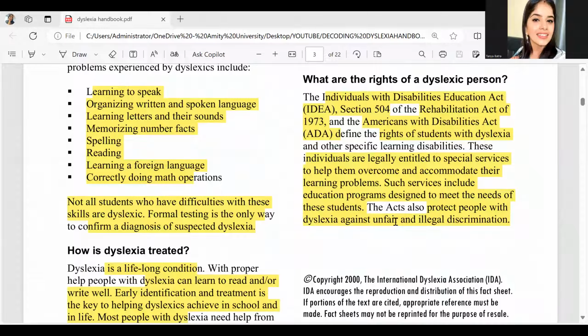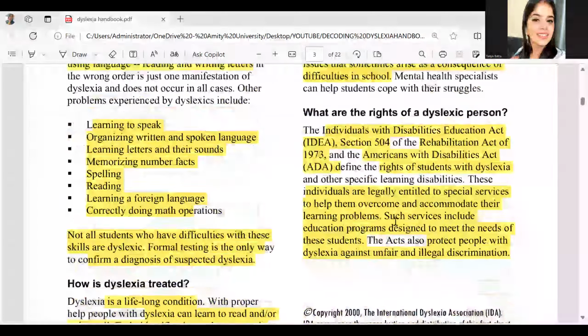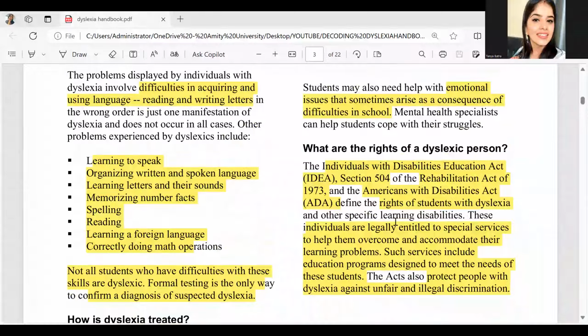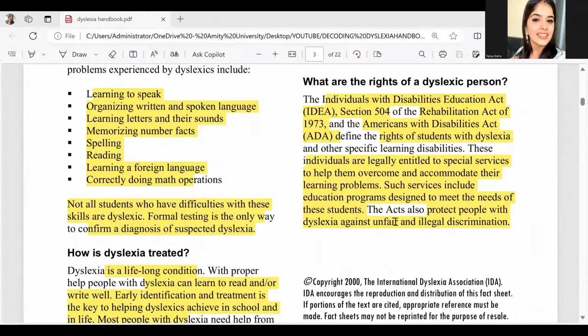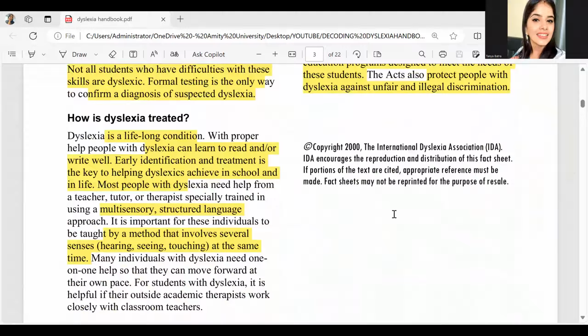The services include an education program, that is, special education, designed to meet their needs. The act also protects people with dyslexia against unfair and illegal discrimination. Very important. So these acts, these policies lay the foundation for people with dyslexia and ensure that there should be no unfair means and no discrimination against them.